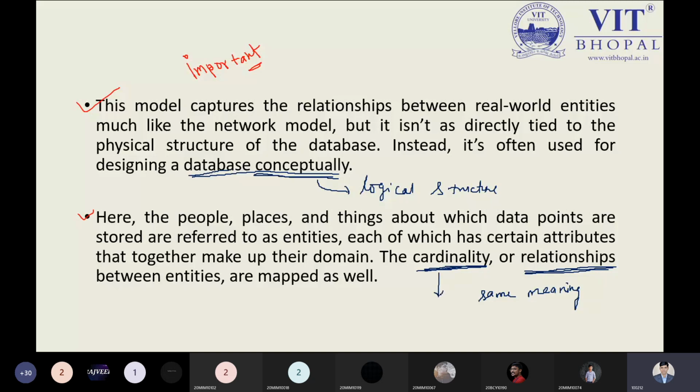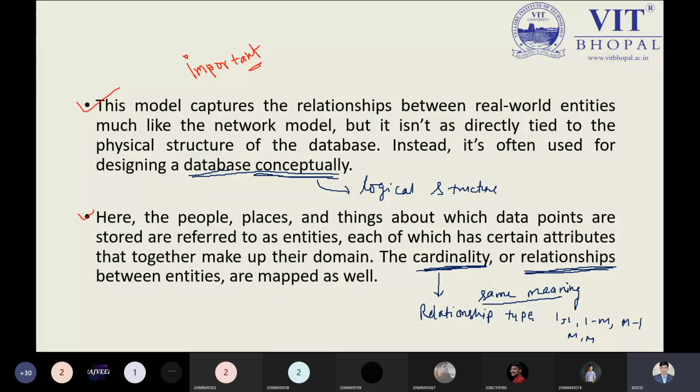Cardinality basically represents the relationship type. What kind of relationship type do we have in our ER model? And what are those? One to one, one to many, many to many, or you can use many to one. This is a point you have to keep in mind. These are the fundamental things we have seen many times again and again.